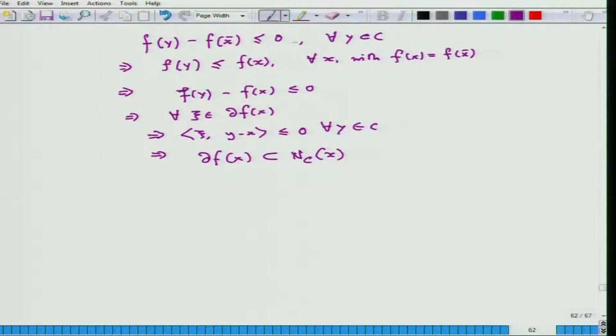So what I will do is that f(y) minus f(x bar) must be less than or equal to 0 for all y element of C. So f(y) is less than or equal to f(x); I have replaced f(x bar) with f(x), whenever f(x) is equal to f(x bar) this is true. Then again repeat the same sort of argument I would have had with f(x bar), and then you get this simple proof. I could have left it as homework, but okay. So now we have to look at the converse part.